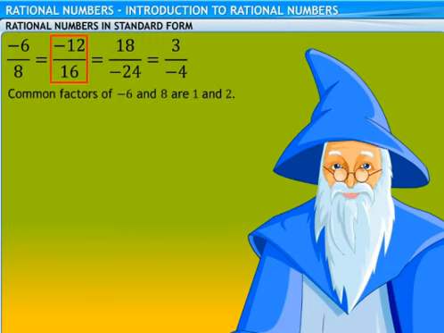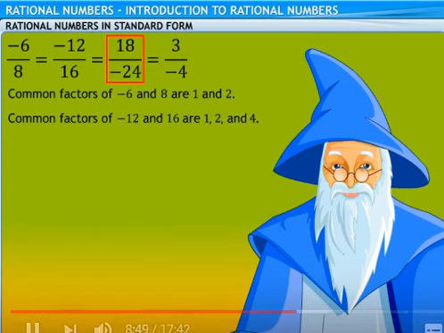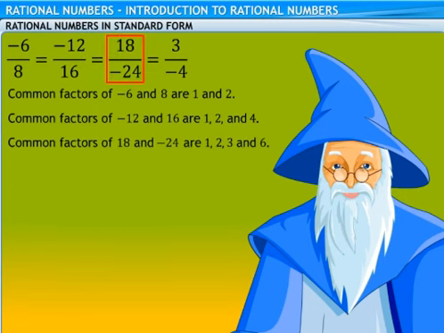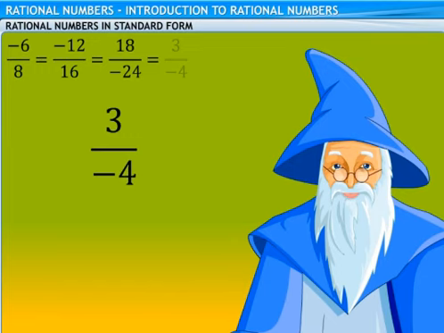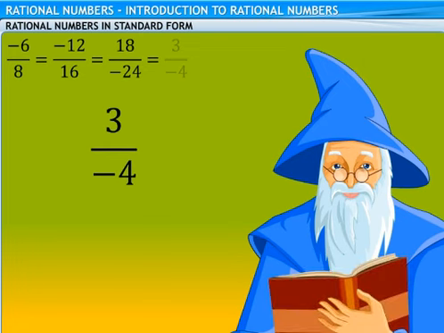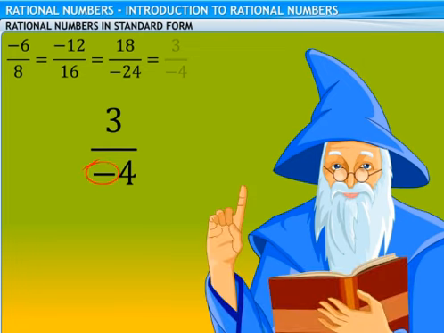-12 and 16 have common factors 1, 2, and 4. And 18 divided by -24 have common factors 1, 2, 3, and 6. However, 3 and -4 have only 1 as their common factor. The number 3 divided by -4 seems to be the number we are looking for. However, my rule book says that the number we are looking for cannot have a minus sign in the denominator.